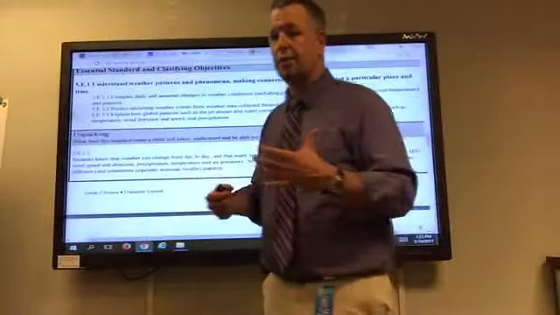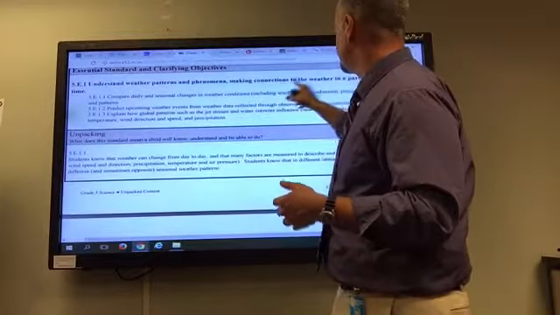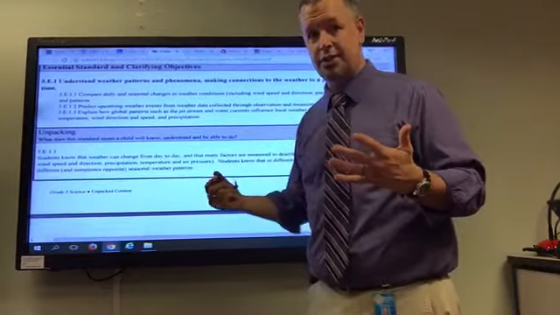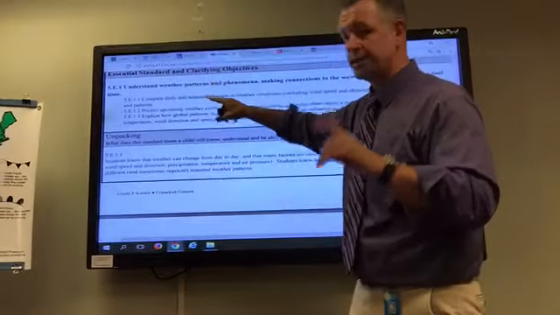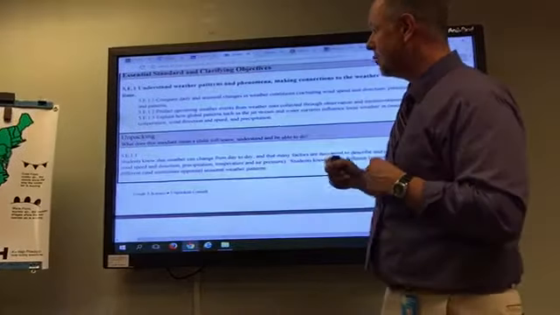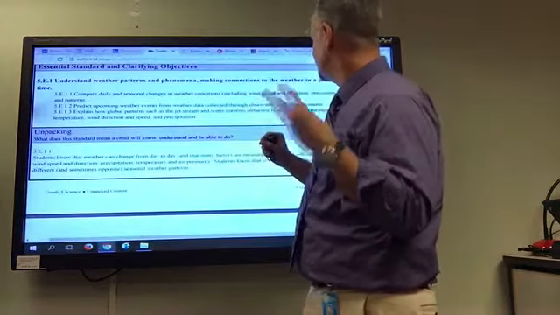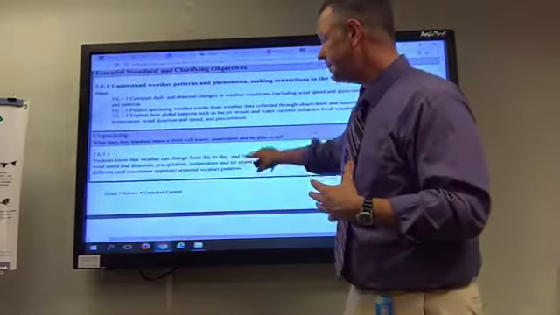Our first objective that we're going to talk about is understand weather patterns and phenomena, making connections to the weather in a particular place and a particular time. That's our definition of weather, in a specific location and a specific time. Our first clarifying objective, our verb is to compare. We need to compare daily and seasonal weather changes, including wind speed, wind direction, precipitation, and temperature, as well as some of our seasonal patterns.